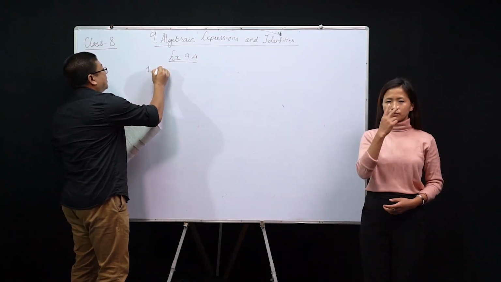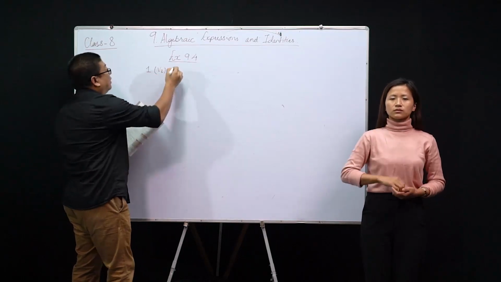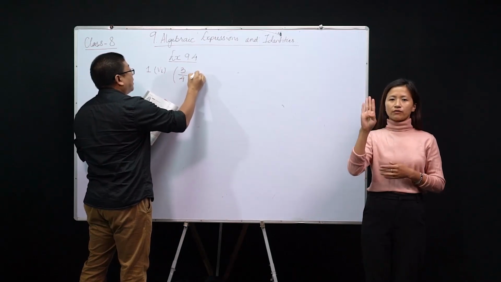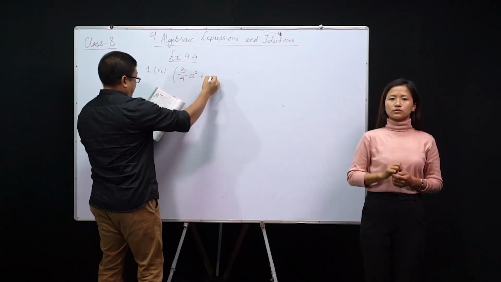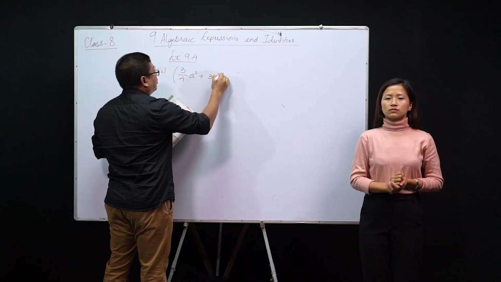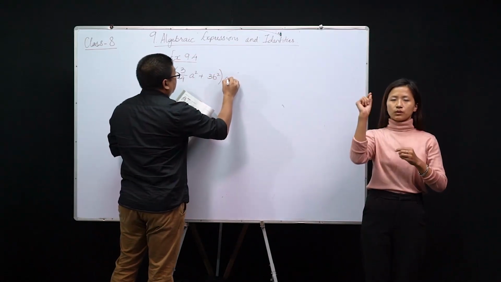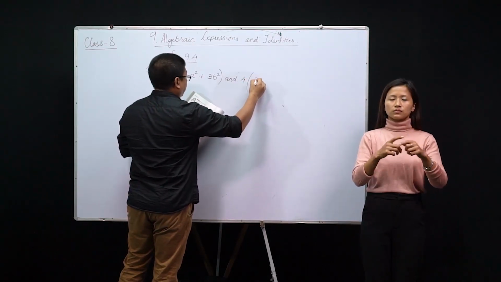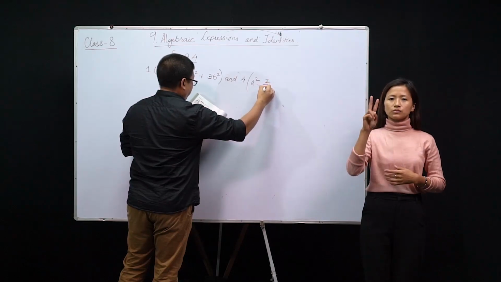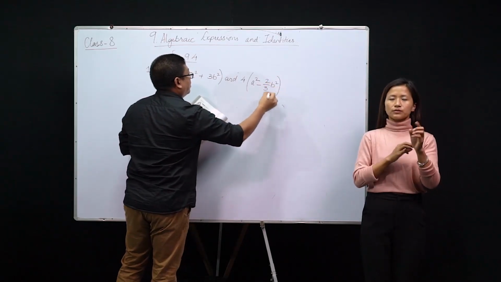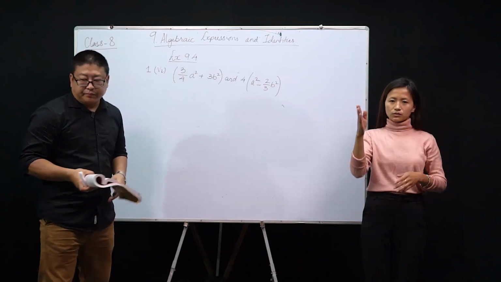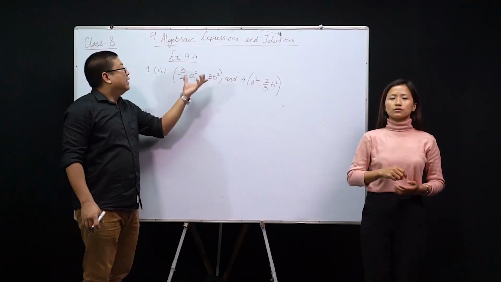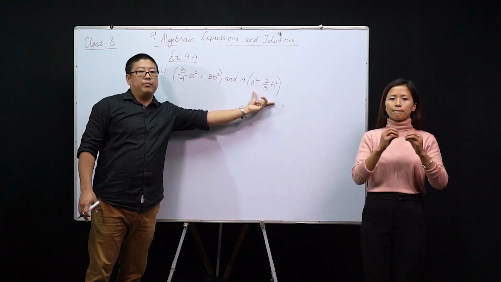Let's look at the next question, question 6. In the question it says, 3 by 4 a to the power 2 plus 3b to the power 2, and 4 into a to the power 2 minus 2 by 3 b to the power 2, bracket close. So we're going to learn how to multiply these two. Same thing, binomial, binomial.